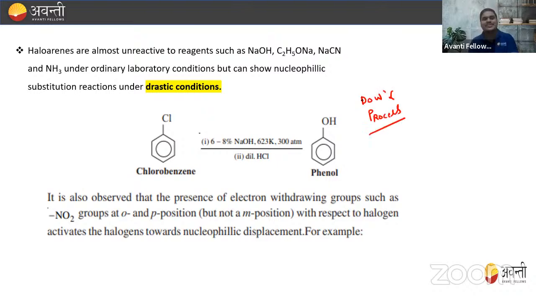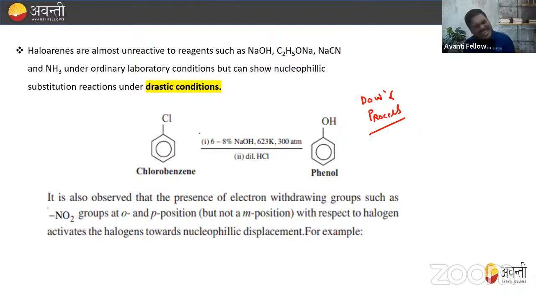a very, very important name reaction, when we treat chlorobenzene with 6 to 8% NaOH at 623 Kelvin, right? High temperature, pressure, and use of a catalyst. Very good, beta, right? So when we use 6 to 8% NaOH at 623 Kelvin and 300 atm pressure in the presence of dilute HCl, the conditions are: temperature is very high, 623 Kelvin, pressure is also very high, 300 atm, and by using some catalyst, this chlorobenzene undergoes nucleophilic substitution reaction to form phenol, right?